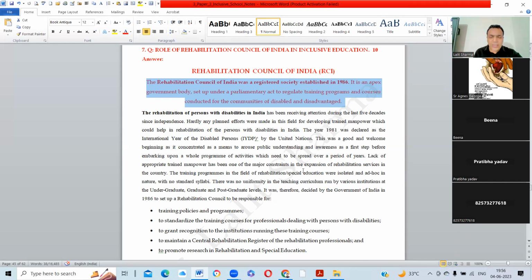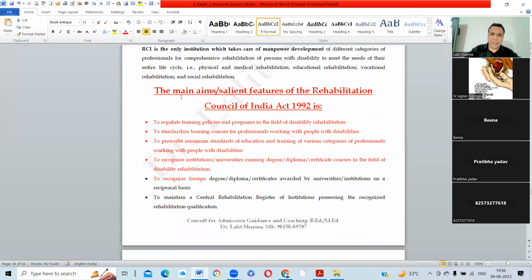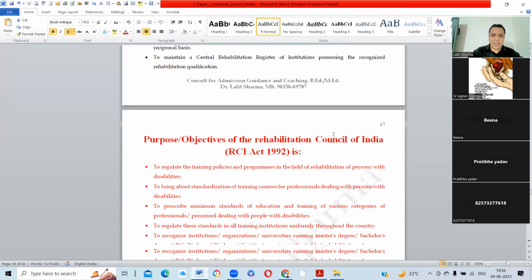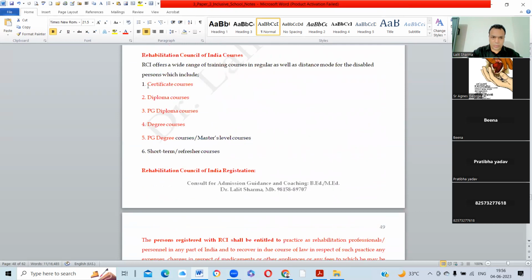So now those institutions who are providing coaching, certificates and many courses for disabled persons, where special educators teach, should be recognized by the RCI. This is basically a council, the Rehabilitation Council of India. Got it? All of this is written here: main aim, salient features, purpose and objectives of the RCI. Look, these are the courses: certificate courses, diploma courses, PG diploma courses.